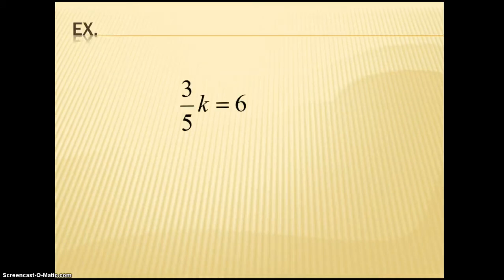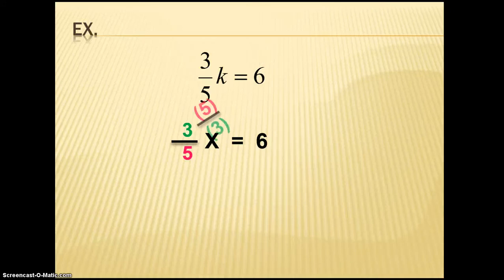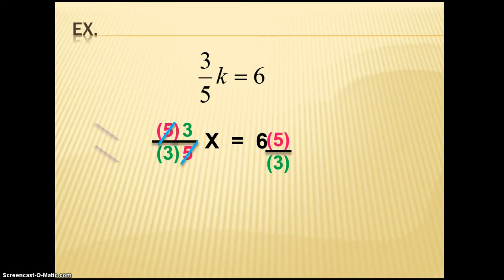Let's take a look at another example here. We have 3/5 k equals 6. Again, we've got to multiply by the reciprocal. The reciprocal of 3/5 is what? That's right, it's 5/3. Multiply both sides by 5/3. The 5s will cancel out, the 3s will cancel out, leaving you with k. 6 times 5 is 30. 30 over 3. And 30 divided by 3 is 10.